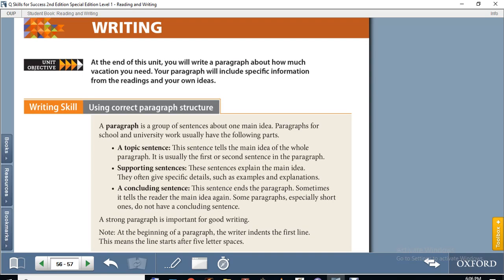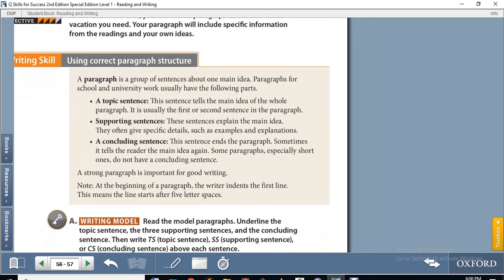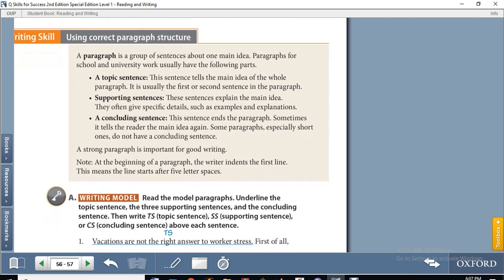Now first off, starting with the writing skill: using correct paragraph structure. How to use a correct paragraph structure when writing. What is a paragraph? A paragraph is a group of sentences about one main idea. So a paragraph contains only one main idea.